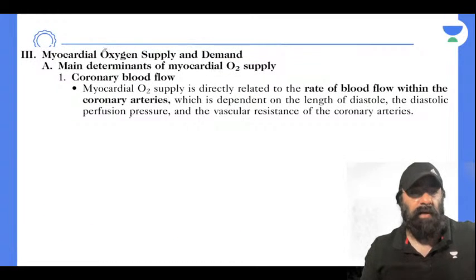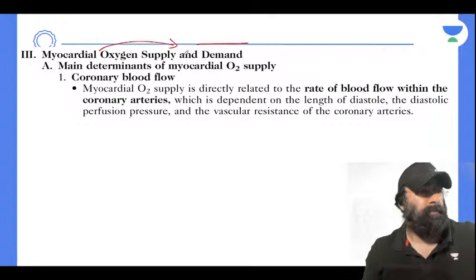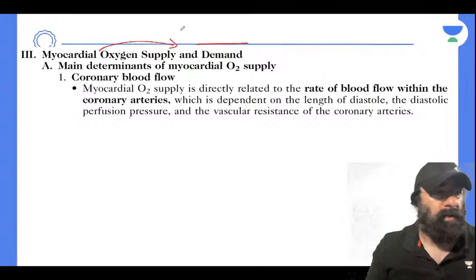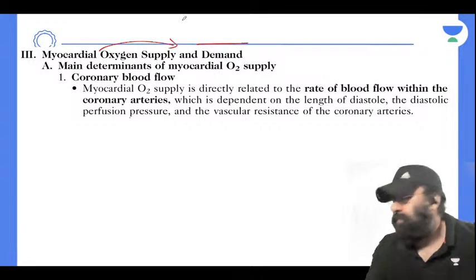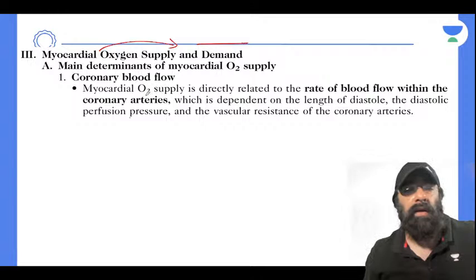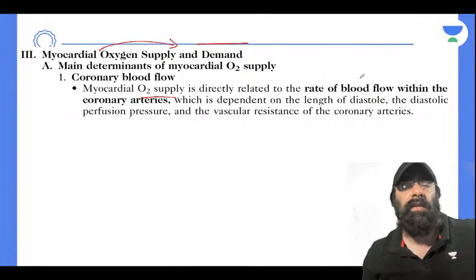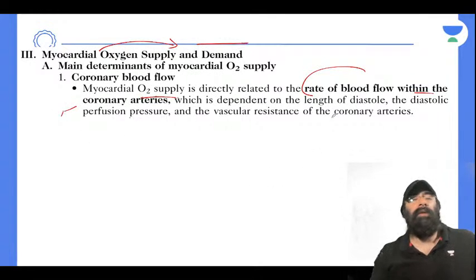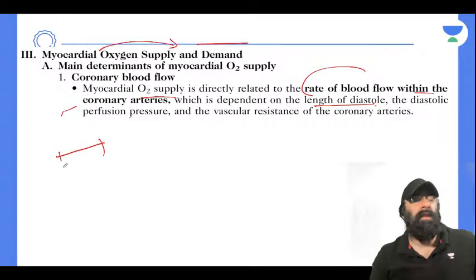Let's understand how the blood flows into the myocardium. Myocardial blood flow. Let's talk about that. Myocardial oxygen supply is directly related to the rate of blood flow within the coronary arteries, obviously, and is dependent upon the length of diastole, यानी कि कितना लंबा diastole है, and the diastolic perfusion pressure.